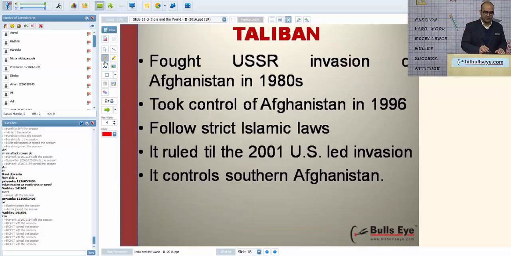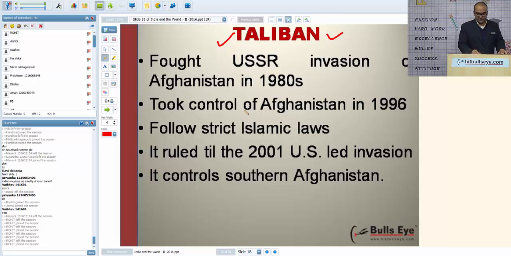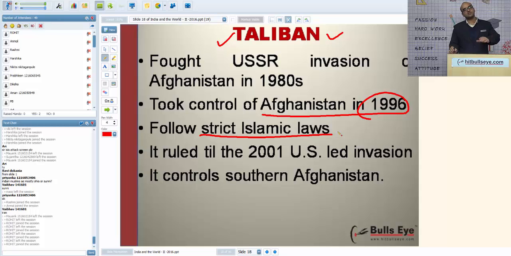Next, we have another terrorist organization which became defunct after the US-led invasion of Afghanistan after the WTC attack in 2001, right? So Taliban is the organization which took control over Afghanistan in 1996. They follow strict Islamic laws, which include misinterpretation of Quranic verses. It ruled till the 2001 US-led invasion, and it controlled southern Afghanistan.